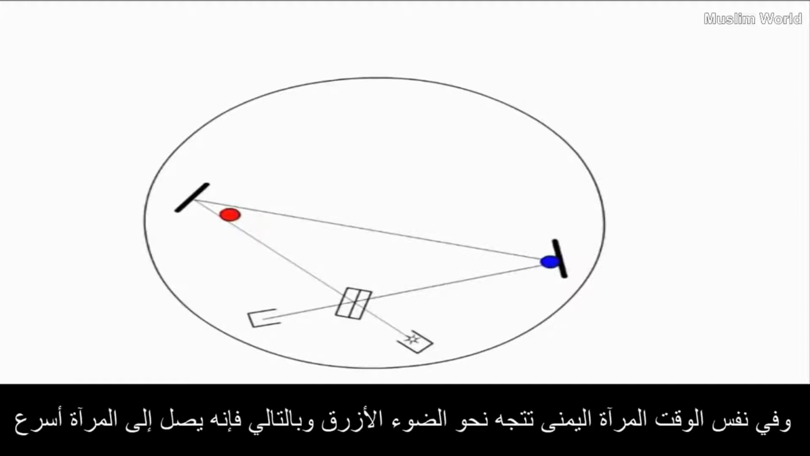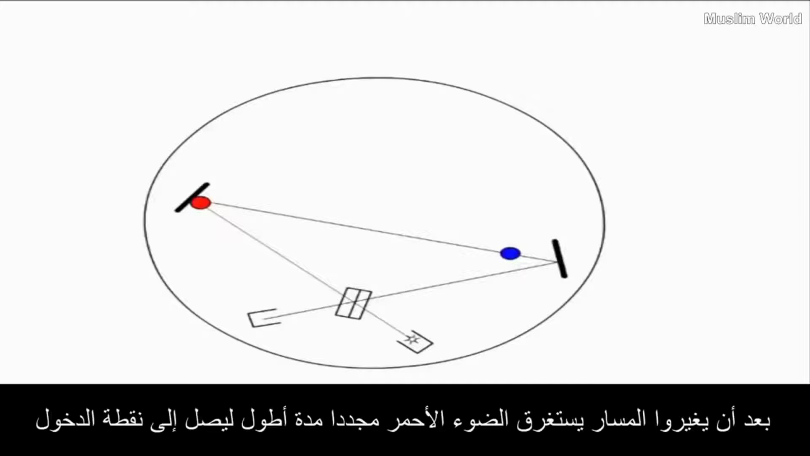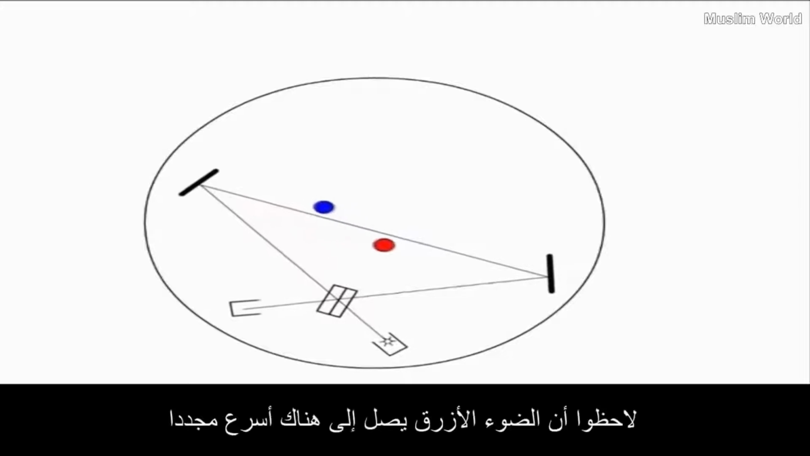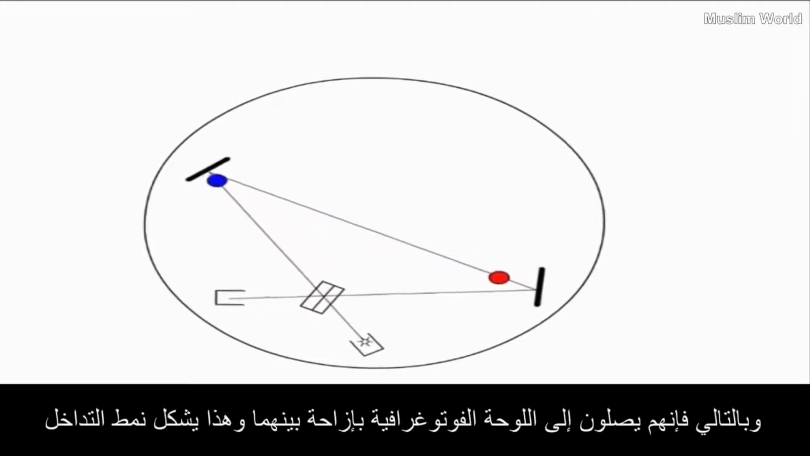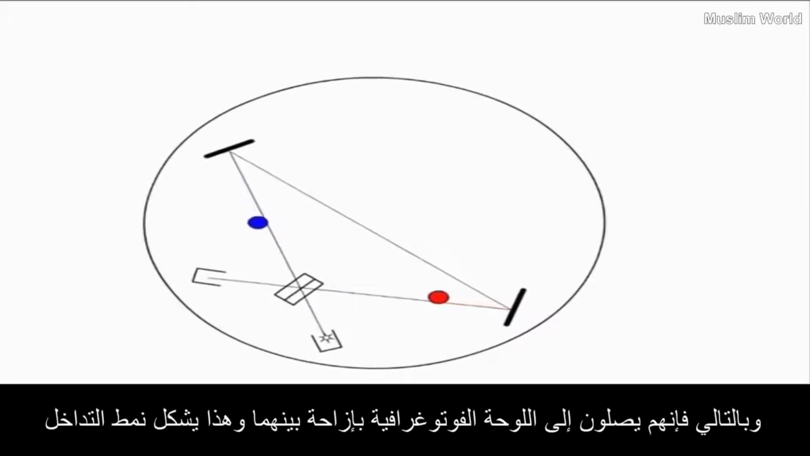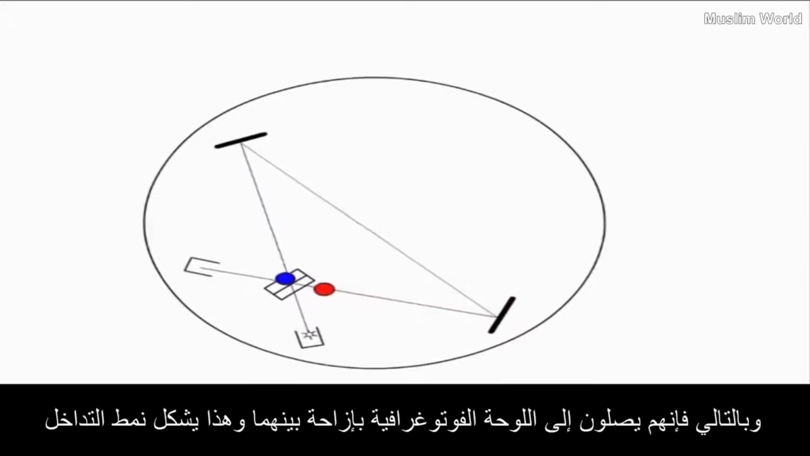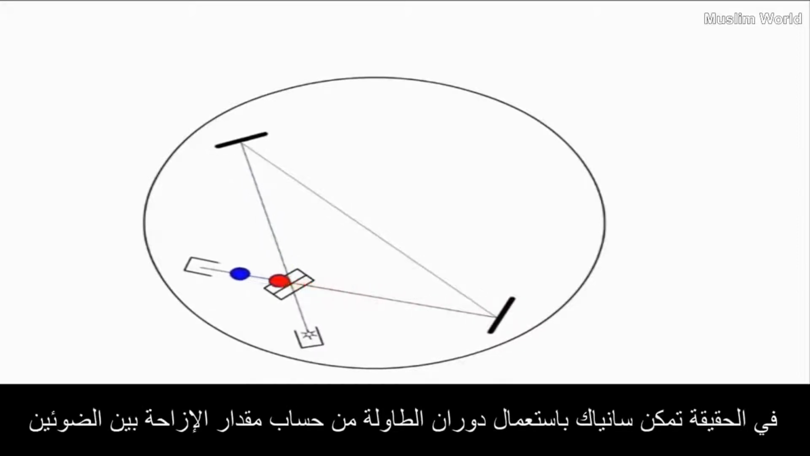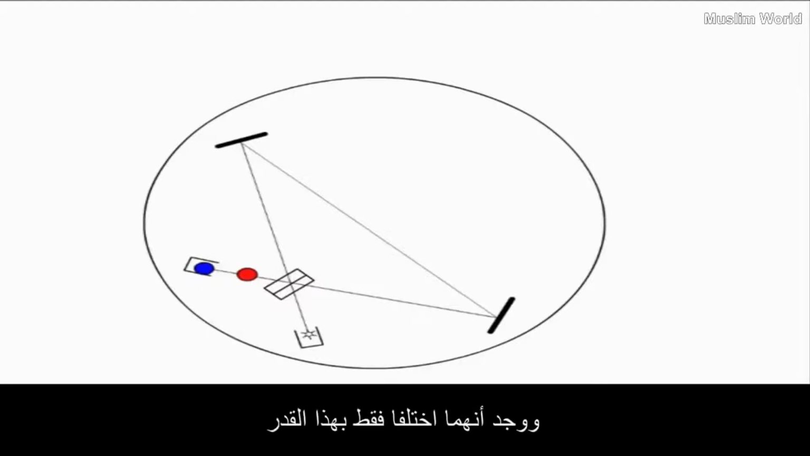Similarly, the right-hand mirror is coming towards the blue light, so it reaches the mirror quicker. After they change ends, the red light again takes longer to reach the recombiner, whilst the blue light gets there quicker again. So they reach the photographic plate with a delay between them, and this changes the fringe pattern. In fact, Sagnac, using the speed of the rotation of the table, calculated how much the fringes should change, and found that they did change by just that amount.